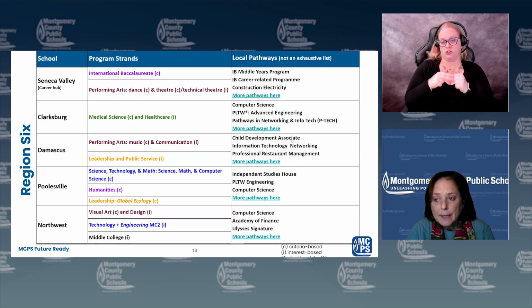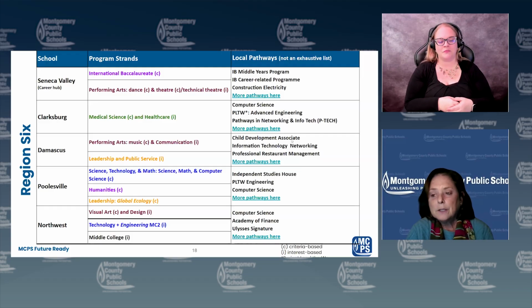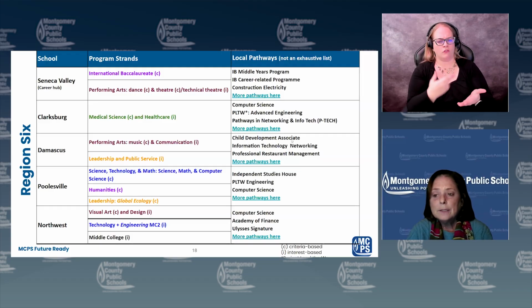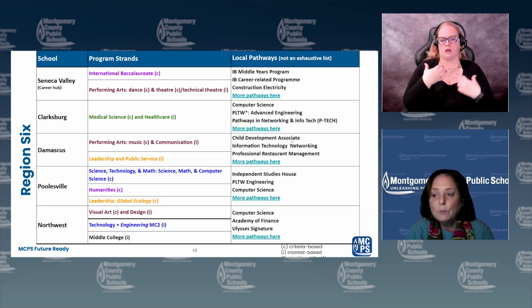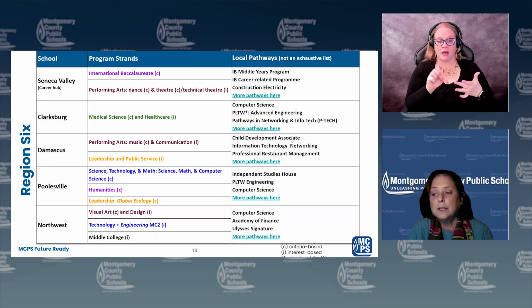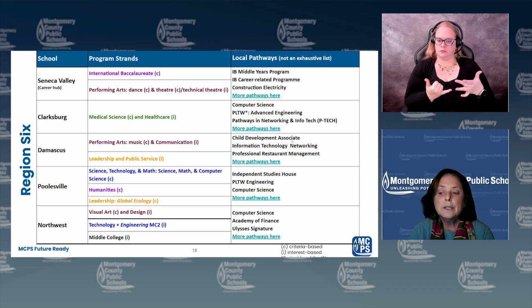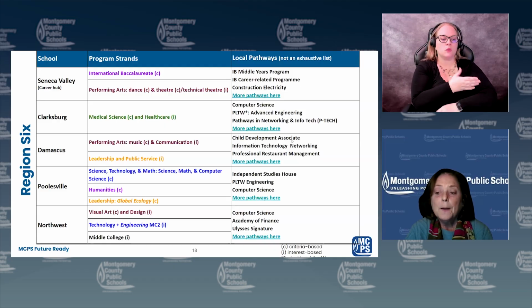Clarksburg offers P-Tech currently, and they're going to capitalize on that strand by offering medical science and healthcare. Damascus, present state, will be offering the pathways in music and communication, leadership, and public service.